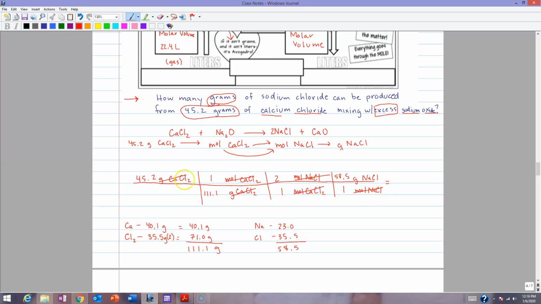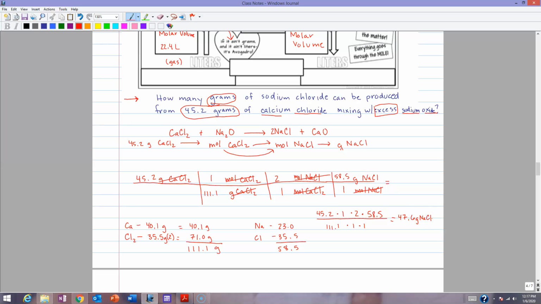Now, to get the number part of my answer, I have to multiply and divide. So I'm going to multiply 45.2 times 1 times 2 times 58.5, divided by 111.1 times 1 times 1. Okay, when I multiply and divide all of this out, I'm going to get an answer of 47.6. And for my unit, the unit that's left is grams of sodium chloride.